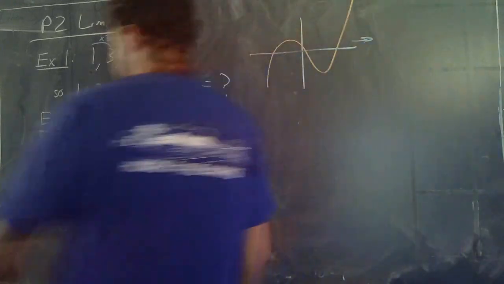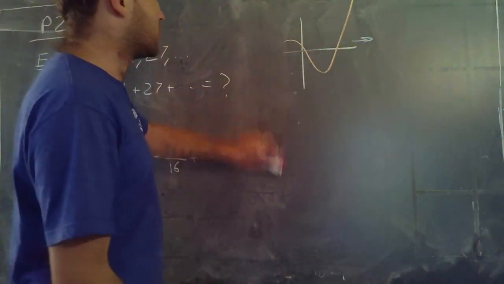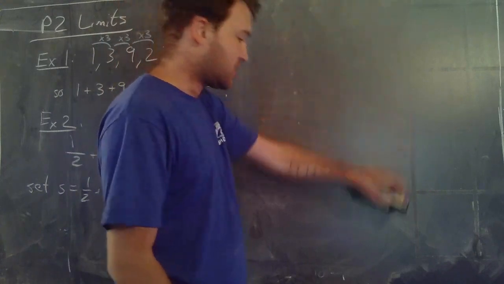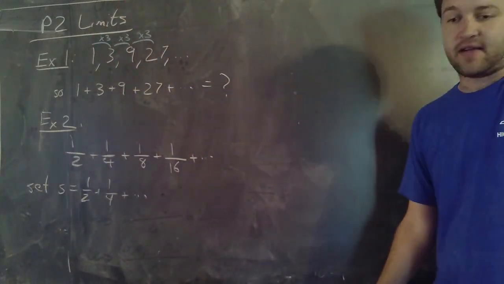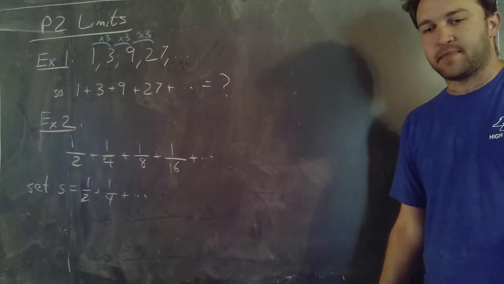The word we use to describe this, if a sequence of numbers just continues to get bigger or smaller without bound, and what I mean by without bound is that you can't tell me how big it ever gets because I can always just multiply by 3 and make it bigger still.